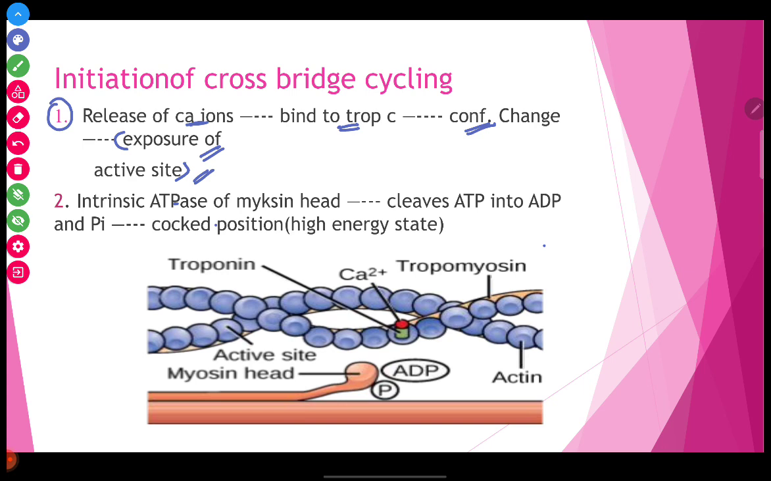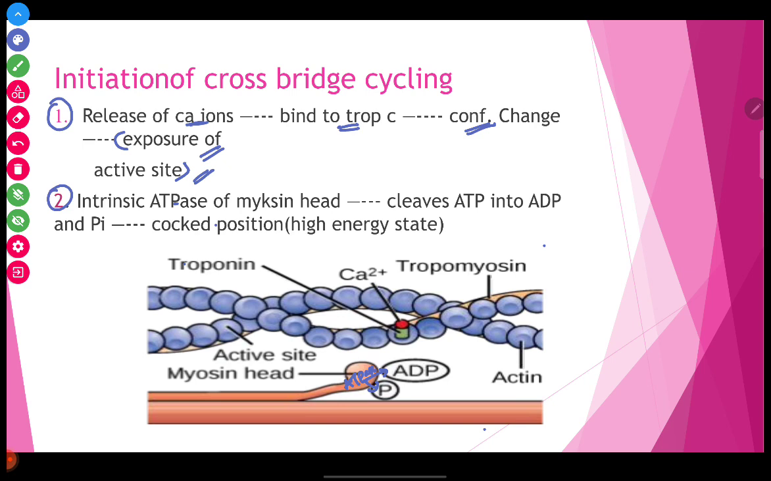Now what happens to the myosin head? There is an intrinsic ATPase present on the myosin head. So due to the intrinsic ATPase, the ATP attached to the myosin head is cleaved into ADP and phosphate. So നമ്മൾ ആദ്യം തന്നെ നേരത്തെ കഴിഞ്ഞ വീഡിയോയിൽ പറഞ്ഞിട്ടുണ്ടായിരുന്നു, myosin head has 2 attachment sites. One site is for attachment to the ATP, and one site is for attachment to the active site on the actin. So നമ്മൾ ATP attachment സൈറ്റിൽ എപ്പോഴും ATP ഒന്ന് അറ്റാച്ച് ചെയ്യും.